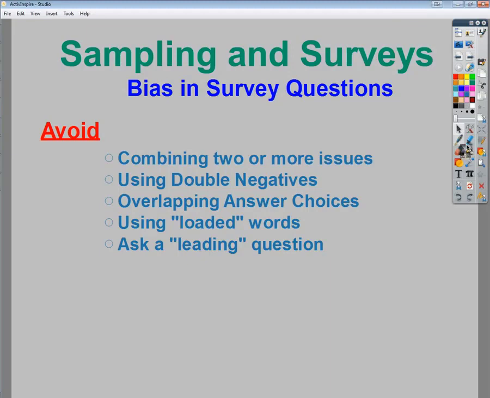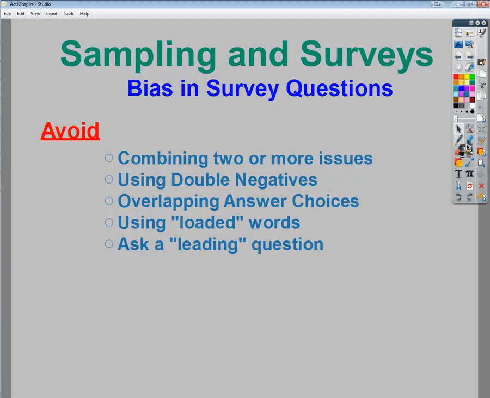Overlapping answer choices. Overlapping answer choices are much like combining two or more issues in your question. If you give them choices and all of a sudden two things are involved in your answer, and it's sort of like, well, I'm answering this but not this, that's when the overlapping answer choices become a problem. You want to keep answer choices as separate as you possibly can. I mean, they can have certain components that are the same, but you don't want them to seem like, well, like the earlier start time question before.